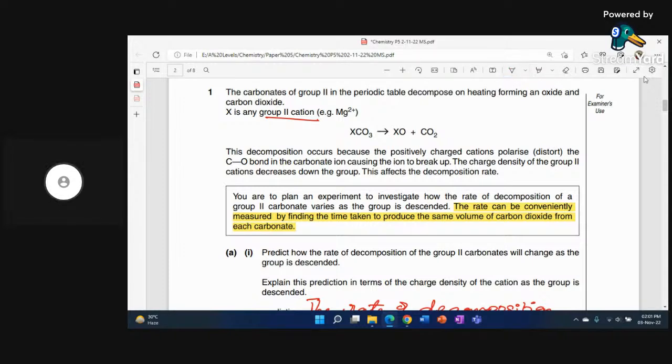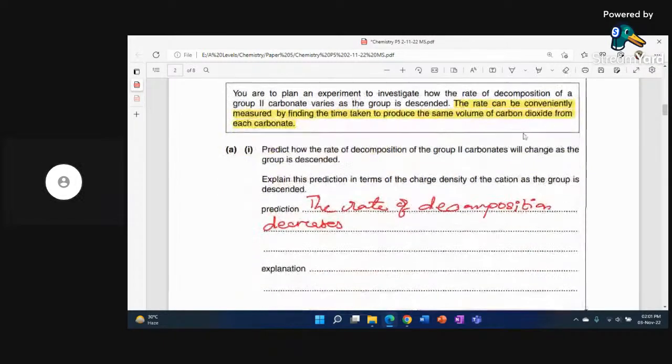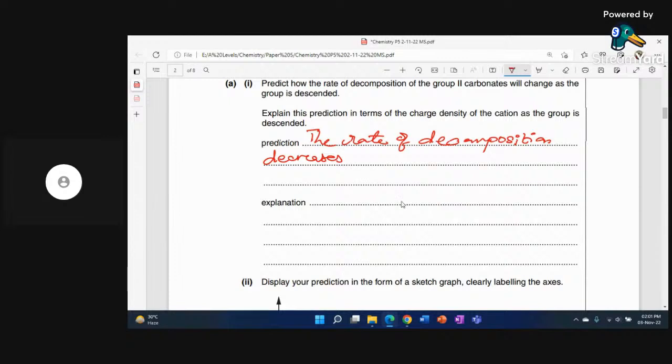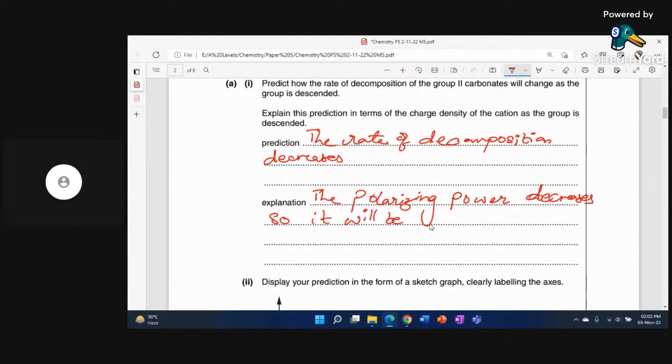And you already know the properties of group 2 cations when you studied inorganic chemistry in AS. So the rate of decomposition decreases. What will be the explanation? The explanation is that the polarizing power decreases. So it will be decomposed at a lower rate. The polarizing power decreases. Okay.